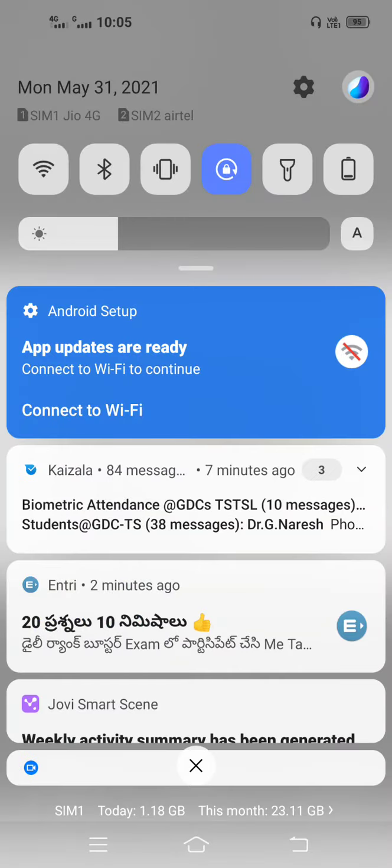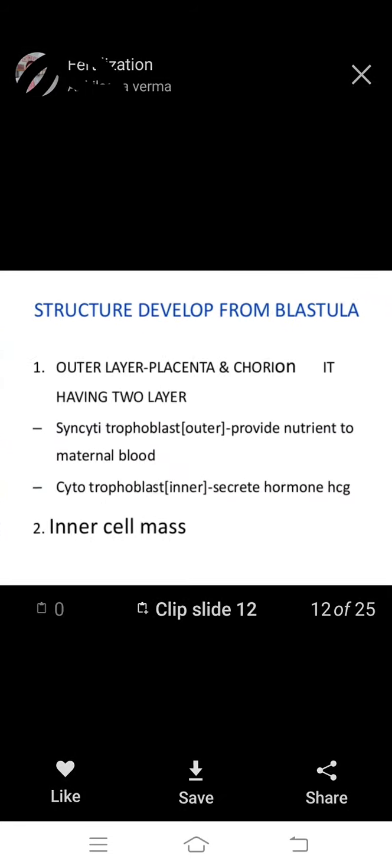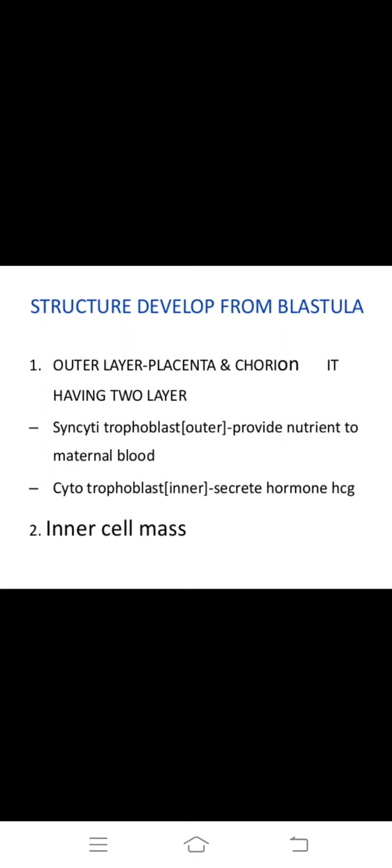We observe this. I take a pencil and draw. First, this place is the blastocoele. We observe the animal pole and the vegetal pole; we know it. The blastocoele is formed after the morula. Structures develop from the blastula.